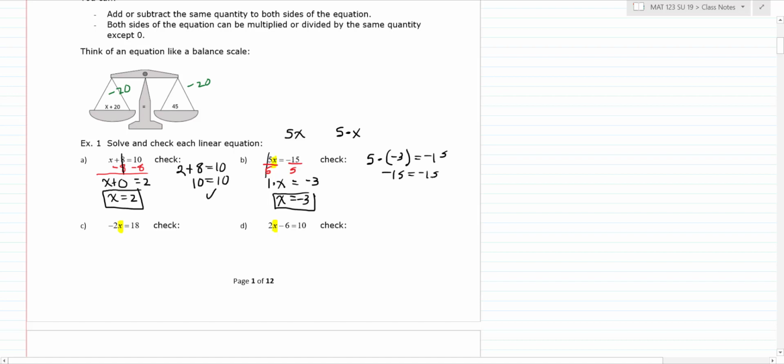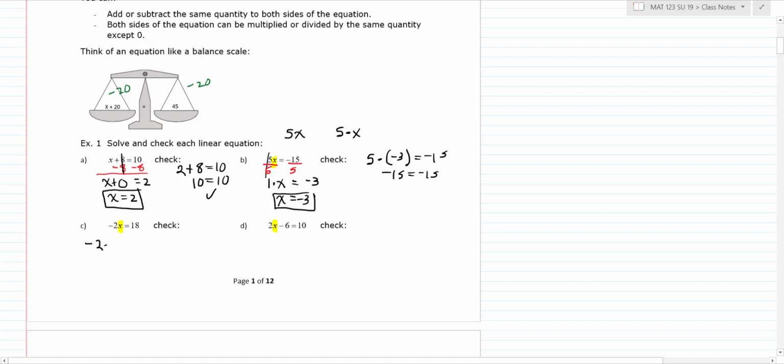So it's all about the undoing operation. The opposite of adding is subtracting. Opposite of subtracting is adding. Opposite of multiplying is dividing. Opposite of dividing is multiplying. So you're undoing operations until x is by itself. You can think of an equation as numbers tied in a knot, and you're untying the knot.